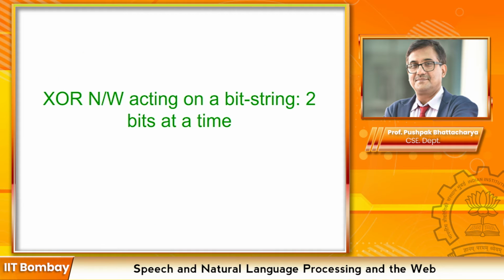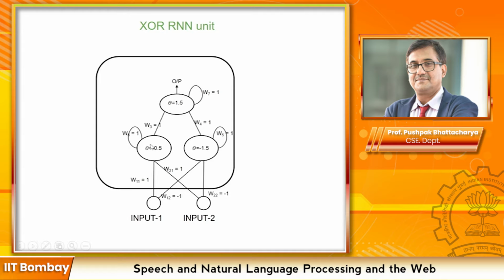Okay, sir. Now we take a little more complex network, namely the XOR network. I have an XOR trained feed-forward network. I would like to operate this as a recurrent network, and this network traverses over a bit string, but looks at two adjacent bits at the same time. So this is the picture. I hope the picture has come out properly. So input 1 and input 2.